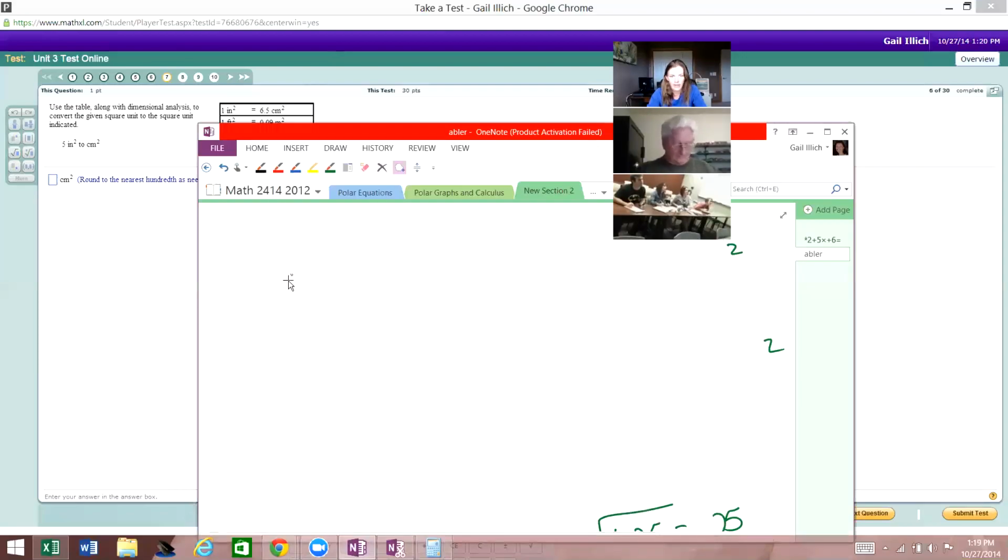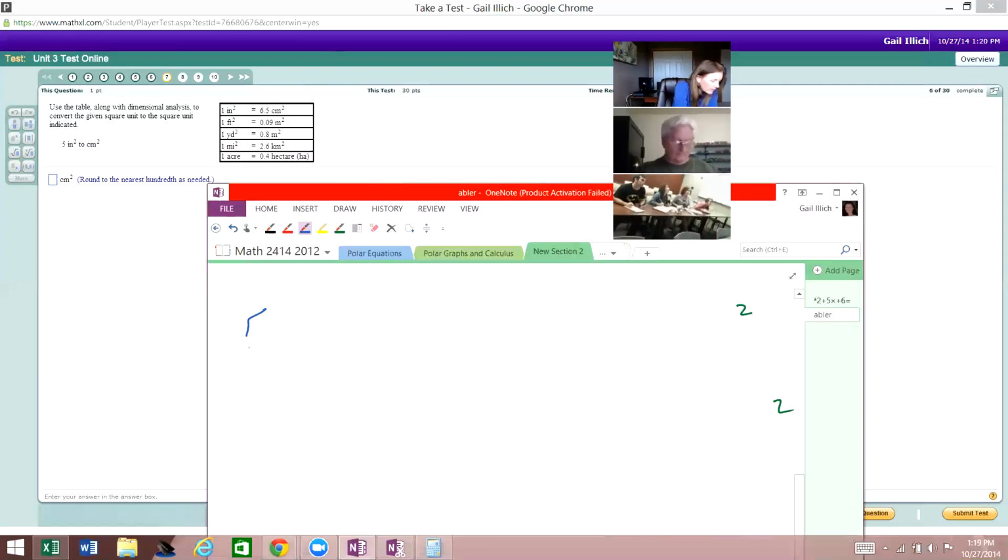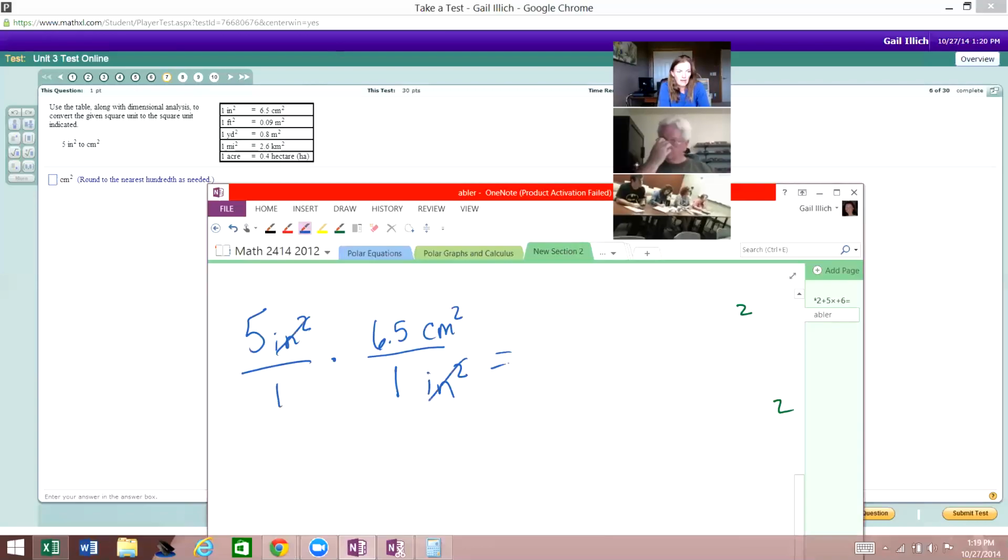So if we come in here, we've got 5 inches squared, we'll put that over 1. We want to end up with centimeters squared, so that means we need to have the inches squared on the denominator, so it'll cancel. And then just taking from the chart, we know that 1 inch squared is equal to 6.5 centimeters squared. So our inches squared cancel. And 6.5 times 5 then is 32.5.